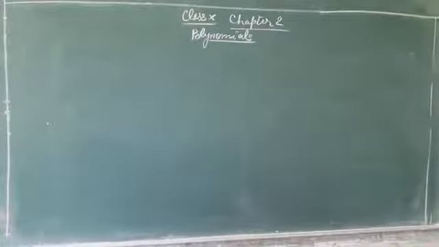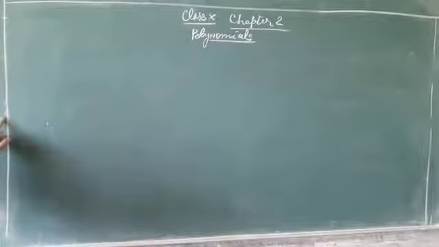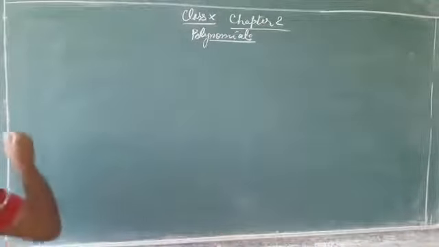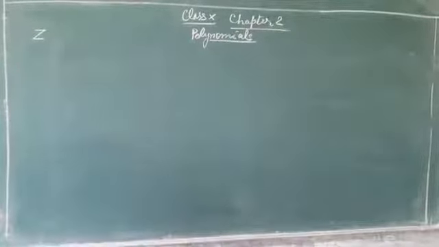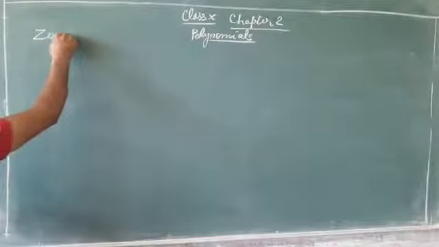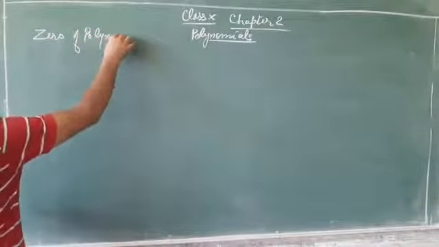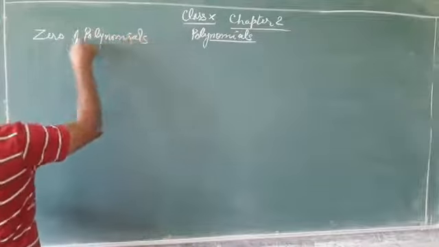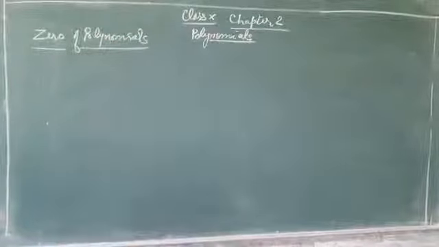So class 10, chapter 2, polynomials, and continuation with this topic. We start with the zeros of polynomials. Zero of polynomials, or zeros of polynomials.